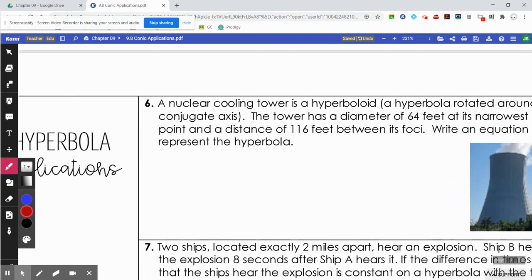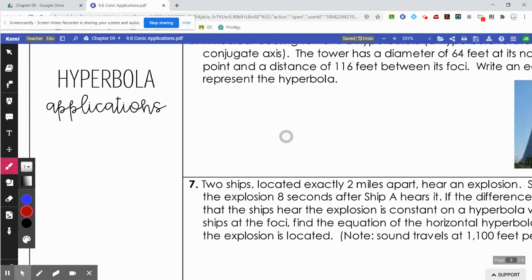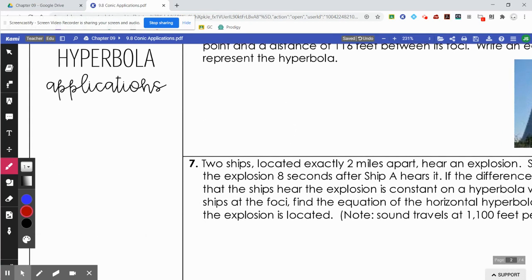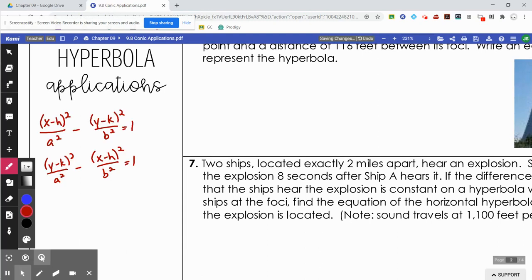Okay, number 6. With number 6, we're starting to talk about hyperbolas now. So let's go ahead and write down our two equations for hyperbolas. And I do want to remind you with a hyperbola, this first one's going to be horizontal because the x stuff is listed first.